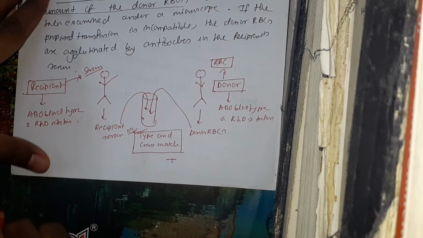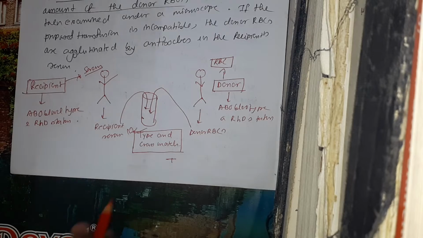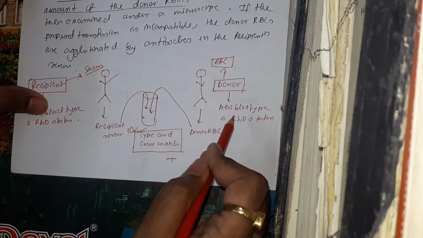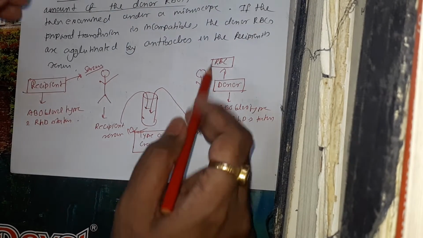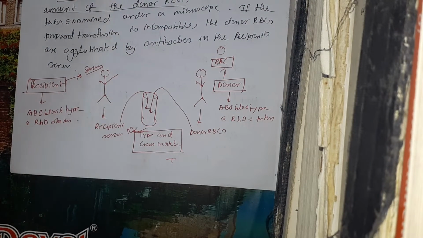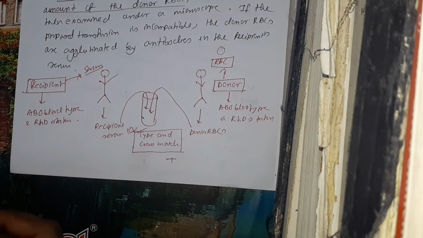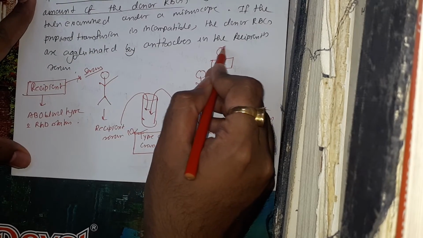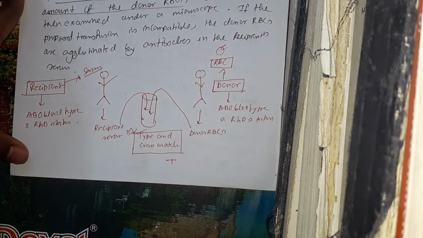I have already written this down: type and cross match test. First of all we need to type the ABO blood type or Rh status. That means what antigens are present on the surface of the RBC. If you want to know how these antigens originate on the surface of the RBC, you can go back to my YouTube channel and find the biochemical basis of blood group, and then come back to this, and it will be more helpful to you. So we need to find out the antigens that are present on the surface of the RBC.